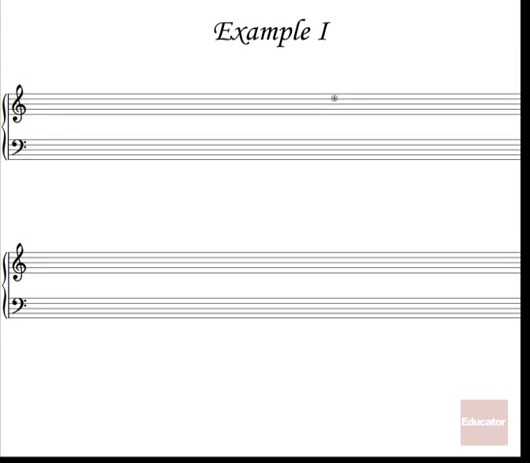Okay, for our first example, let's practice a bit with the passing 6/4. So let's say we're given a bass line to harmonize, maybe something like this. Stay in C major, so C up to G, and then E, D, C.